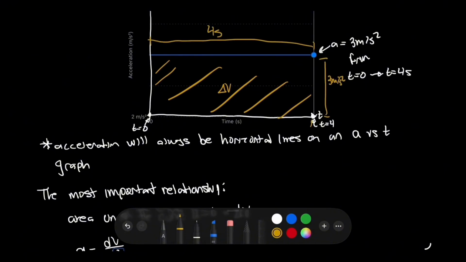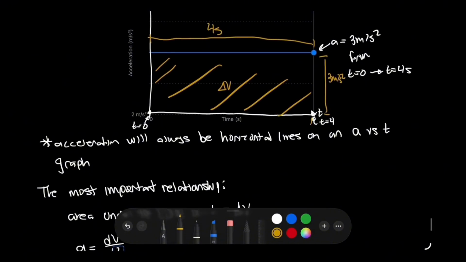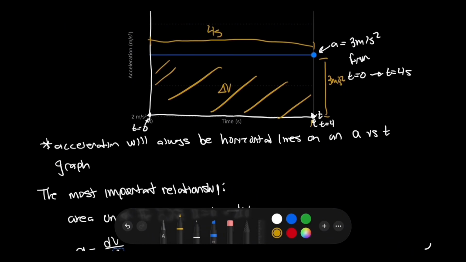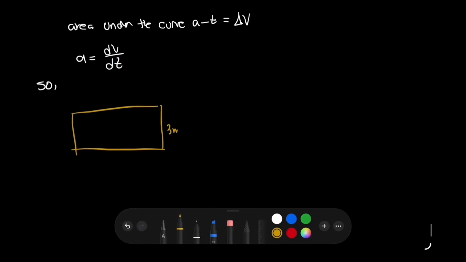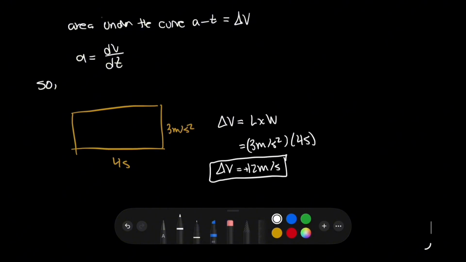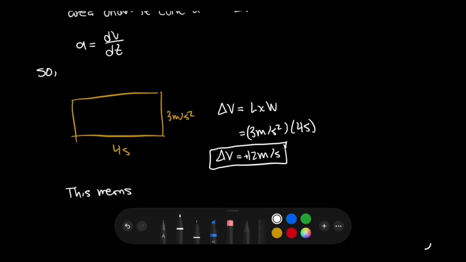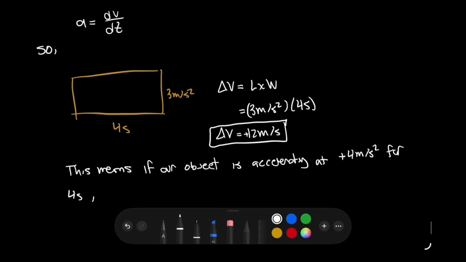So in our graph up here, the area under the curve is going to represent the change in velocity here. So we can write down that our height, which is our acceleration, is equal to 3 meters per second squared, and then our time interval is 4 seconds. So we get this rectangular box here. And if we just do a simple calculation for the area here, we find that the change in velocity is equal to positive 12 meters per second. And this means if our object is accelerating at 3 meters per second squared for 4 seconds, the change in velocity is equal to 12 meters per second.